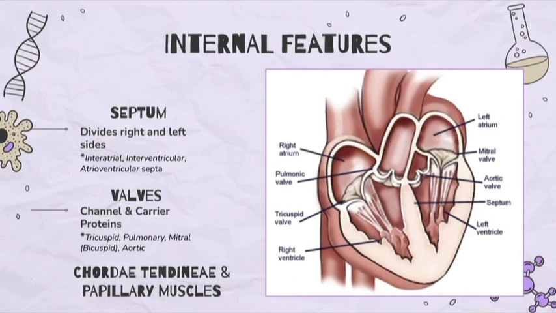Within the heart are 4 valves that ensure unidirectional blood flow. These are the tricuspid valve between the right atrium and ventricle, the pulmonary valve leading to the pulmonary artery, the mitral valve between the left atrium and ventricle, and the aortic valve leading into the aorta. Papillary muscles and chordae tendineae are sometimes called heartstrings, and they anchor the valves to prevent them from inverting or prolapsing when the ventricles contract.